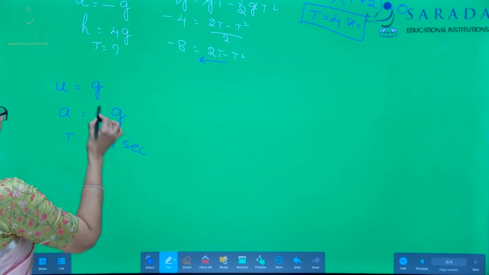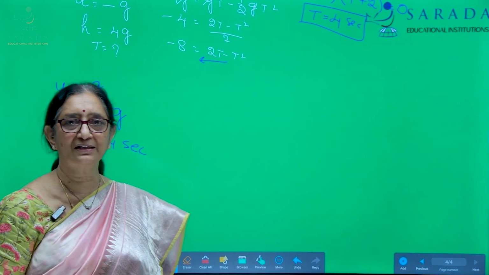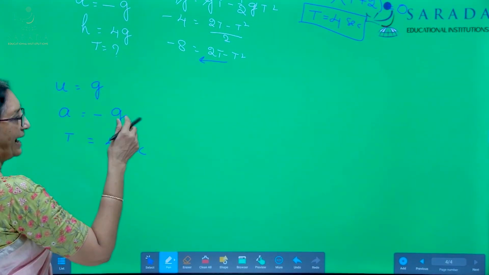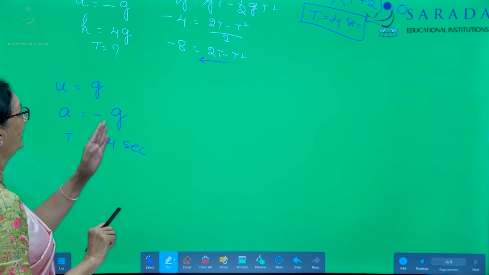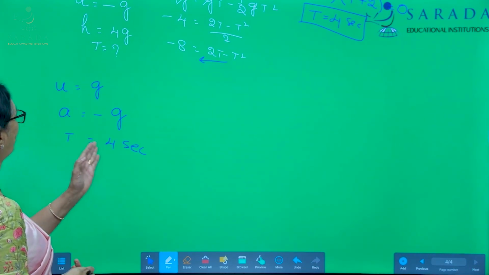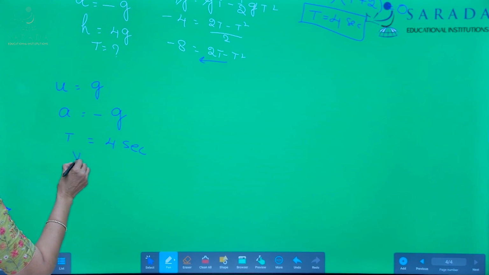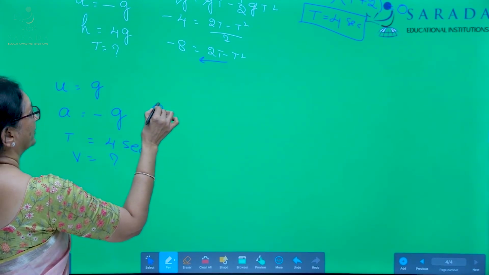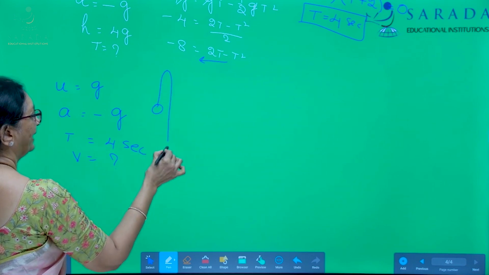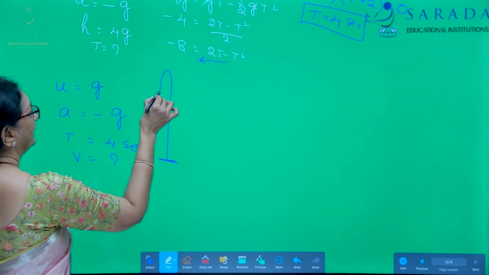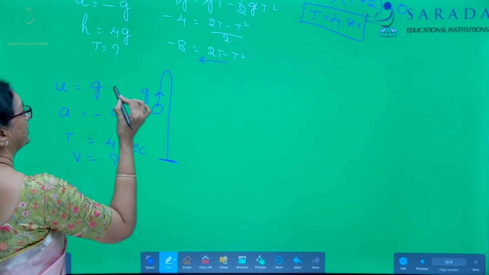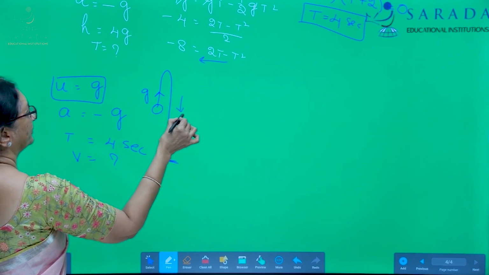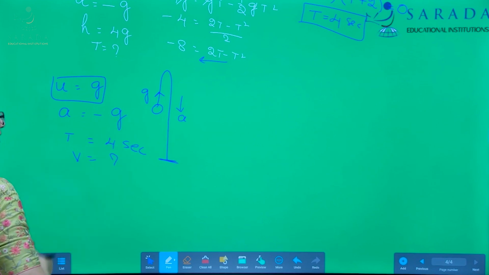So, the initial velocity of the stone is g in the upward direction, and as it is released from the balloon, its acceleration is g. So, t is equal to 4 seconds. What is the velocity of the stone? Actually, this is the stone, it has moved up and then it has reached the ground. Its initial velocity is g. Okay, u is equal to g, and acceleration due to gravity is in the downward direction.